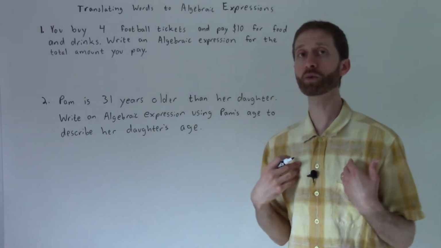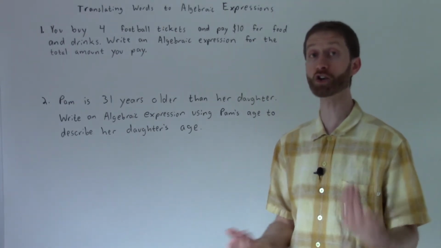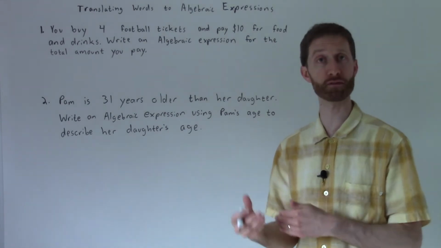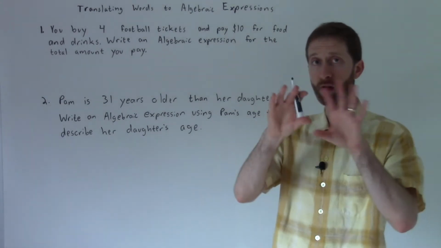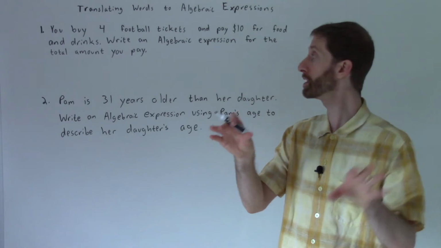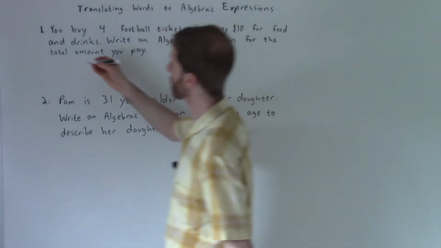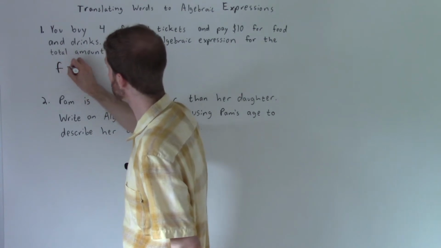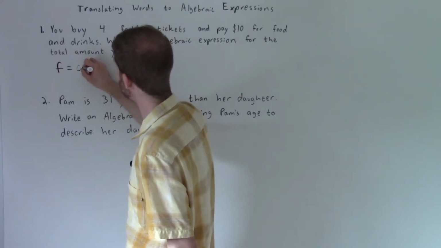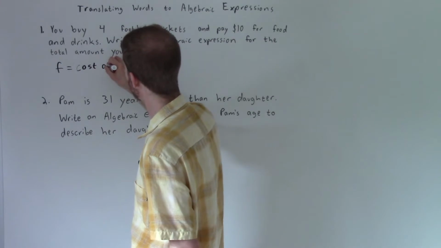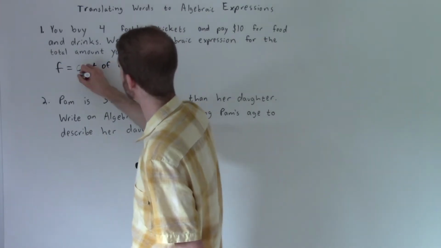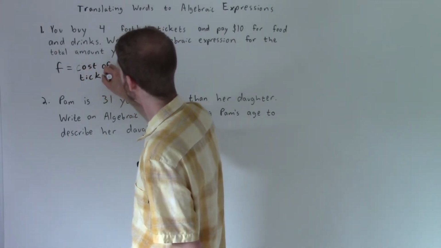The first thing I always do is figure out what my unknown amount is, and I define a variable, meaning I write down what my variable means so that everyone knows. What we don't know is the cost per football ticket. So I'm going to write that as F. F equals the cost of one ticket. That's what we don't know.